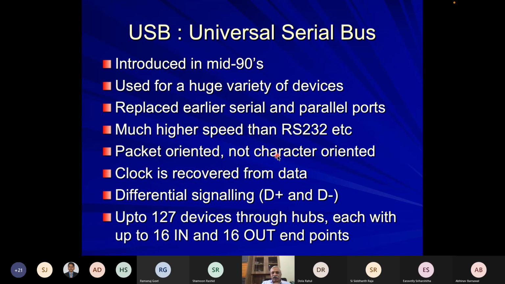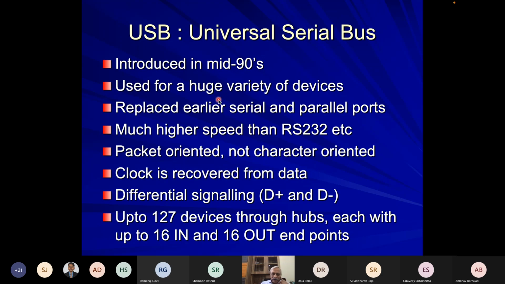Briefly, let me talk of Universal Serial Bus, USB. This is very complex, although there is a single wire, but as you see, there's a lot of complexity in this. We'll not go into all the details. The idea is just to give you a flavor of what kind of bus this is.